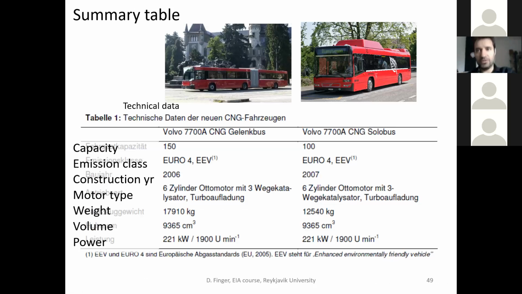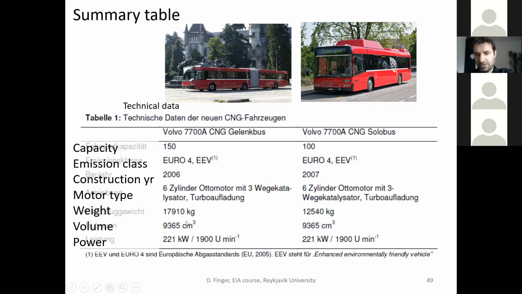This is what is expected from you until next Friday, where you go into the subchapters and simply describe the project. So we simply describe the different buses that they bought. These were compressed natural gas buses. The articulated ones have a capacity of 150 people, and the simple buses have a capacity of 100 people. They were both Euro 4 norm emission class, constructed in the years 2006 and 2007.